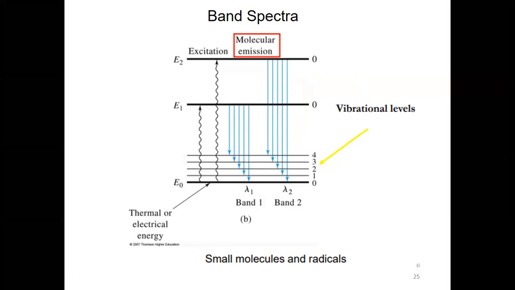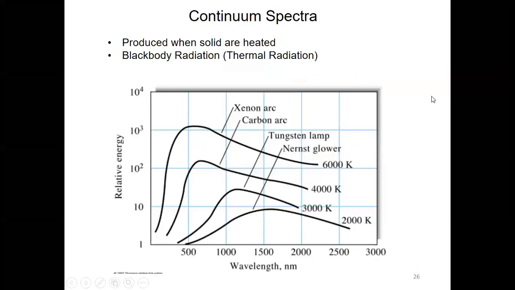Most frequent thing is the Gaussian shaped bands, and the continuum spectra. So you will see these types of things when you learn some sources. When you learn the blackbody radiation, you will see the energy change with the wavelength like this type of change. So this continuum spectra will be from the blackbody radiation, and it happens when solids are heated.